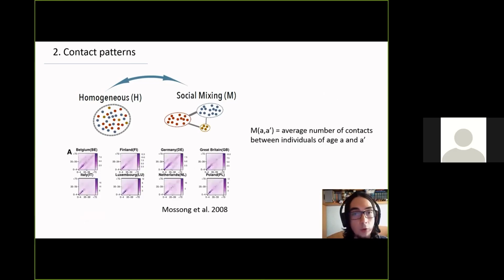Actually, another type of grouping can be done with age. This is just to consider that individuals, for example, children, tend to interact more together. Adults tend to interact with other adults. Of course, they interact also with the elderly, but those are different groups. Data about these contact patterns were not available until 2008.